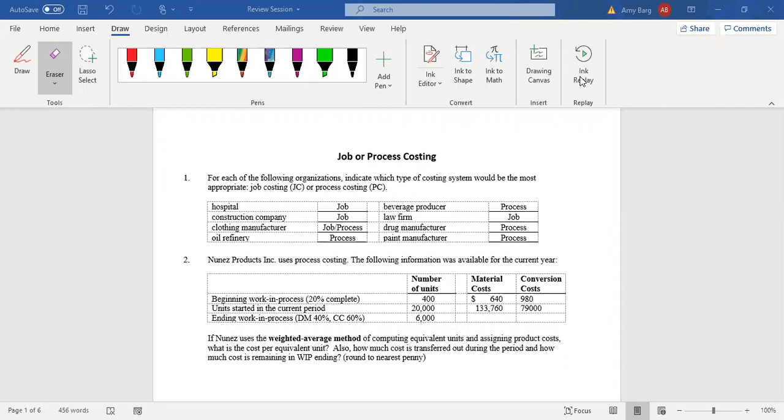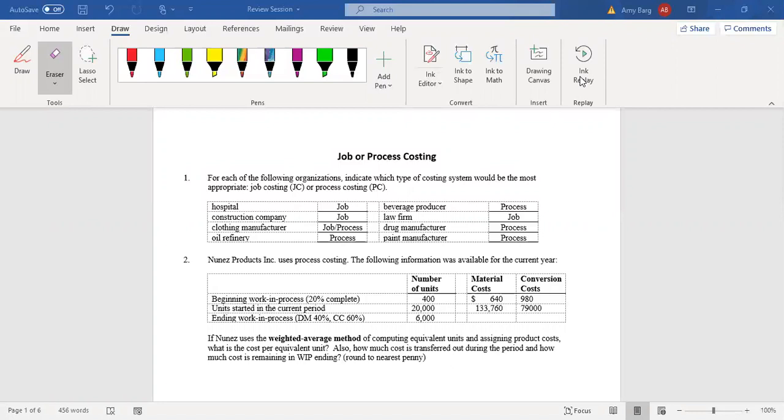What I want to focus on right now is question 2. Nunez Products Inc. uses process costing. The following information is available for the current year. If Nunez uses weighted average method of computing equivalent units and assigning product costs, what is the cost per equivalent unit? How much cost is transferred out during the period? How much cost is remaining in WIP at the end? And we're rounding to the nearest penny.